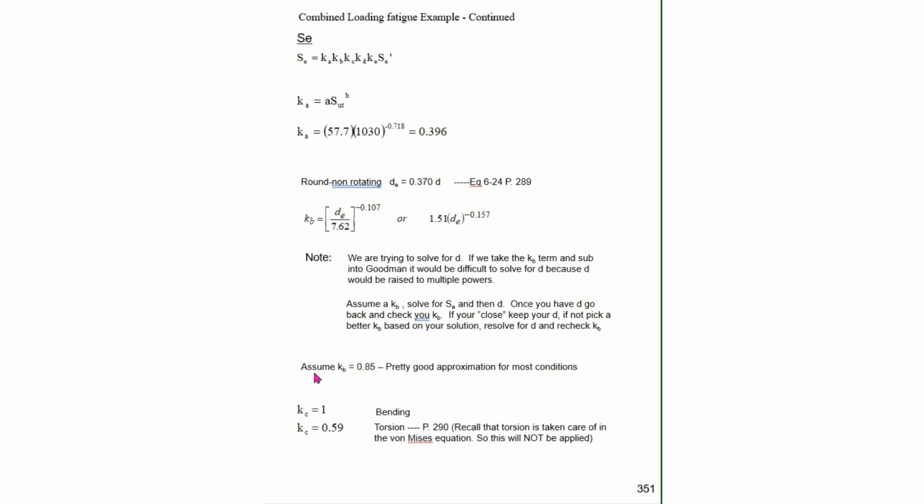So a good value to pick for KB, which is pretty close in most general conditions, is KB of 0.85. So we're going to assume a KB of 0.85. We'll have a Kc for bending of 1 and a Kc of 0.59 for torsion. We won't apply this because we have multiple loadings, so we'll use the stress equation that accounts for that already. We'll assume no temperature. We'll assume a reliability of 50%, so my endurance limit modified becomes 174.7.